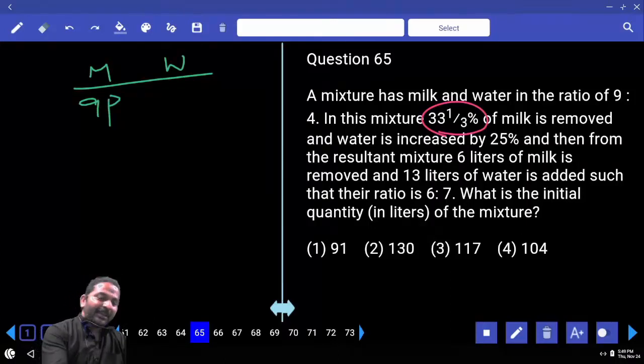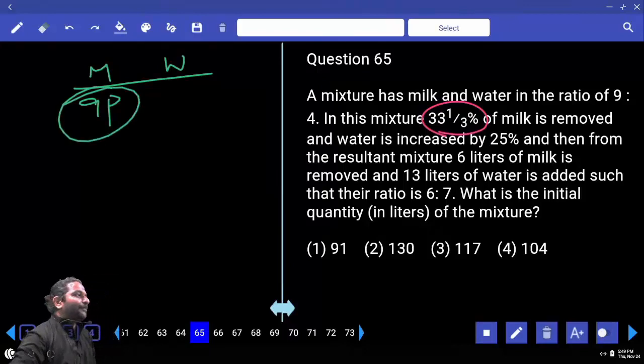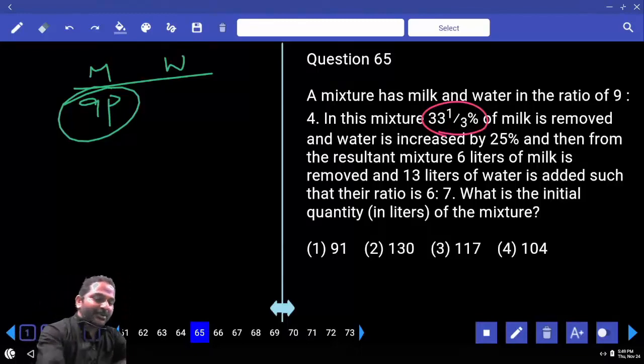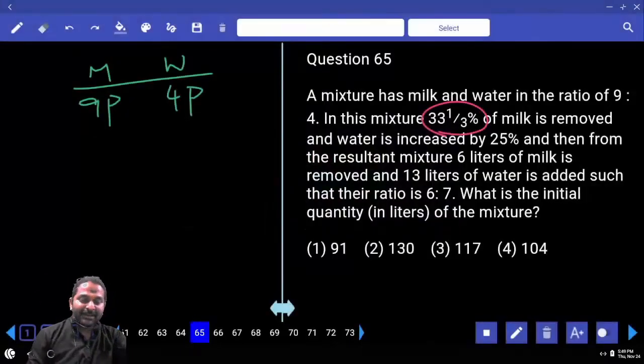Understood? Here there is a multiple of 3, so it worked. Otherwise what would we do? We would multiply by 3 and make it a multiple of 3. Right? So now I'll start with 9 parts and then 4 parts. 1/3 of the milk is removed.